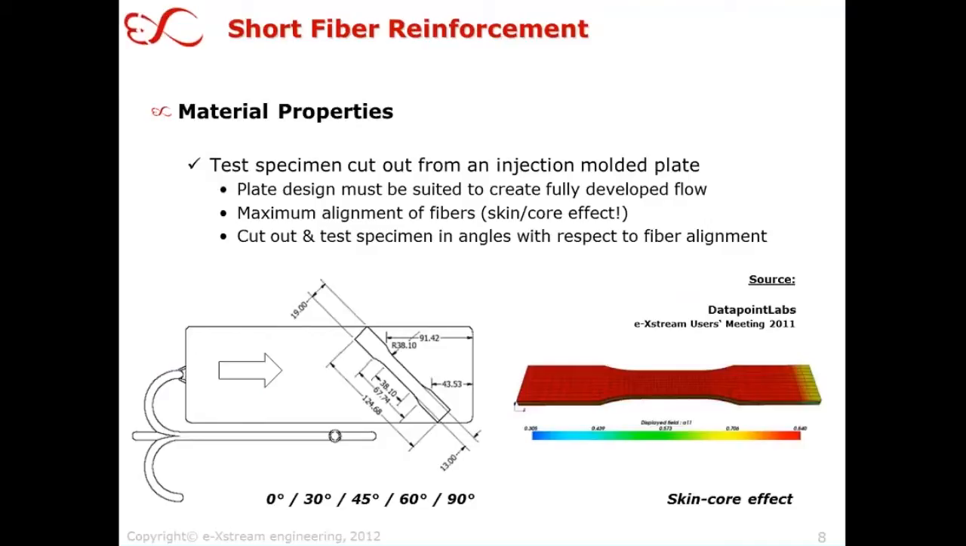And what you can do then with such a plate is you cut out dumbbells with respect to the main fiber alignment direction. So that would, for example, be 0, 30 degree, 45 degree, 60 degree, 90 degree, and so forth. And from this you can get a set of curves of material measurements.